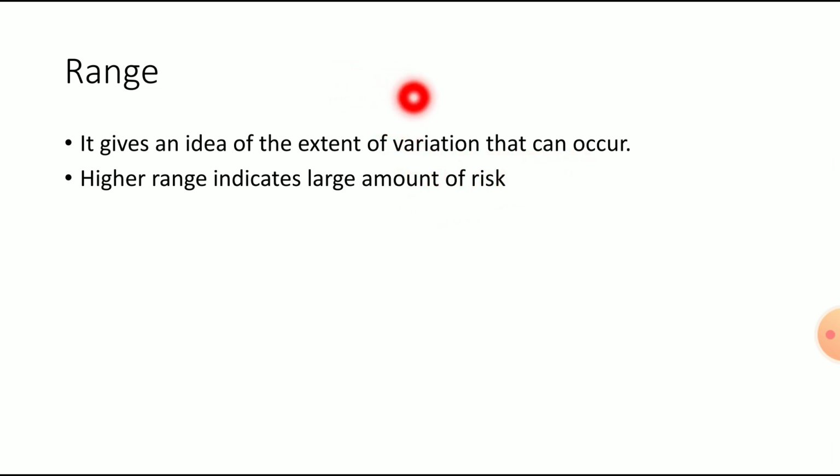So for example, I can get a profit maximum of 1 lakh and minimum of 50,000. So minimum I definitely get 50,000 and maximum 1 lakh profit is possible. So how much variation can happen in the middle, that is 50,000 variation can happen. So that is what range is. So extent of variation that can occur, that is measured with the help of range. So if there is higher range, that indicates larger amount of risk.